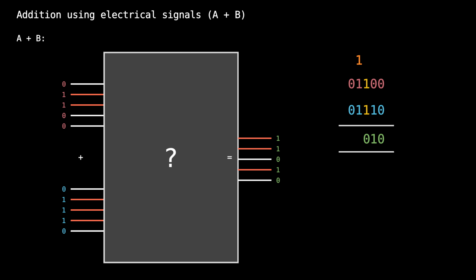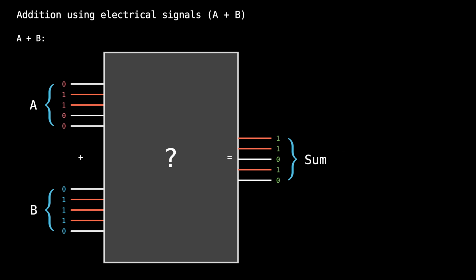Now, for the next bit, we add 1 plus 1 plus 1, which gives us 11 in binary, or 3 in decimal. This means we write down 1 and carry over 1 to the next higher bit. We continue this process for all 5 bits, and we get the final result of 26 in decimal. We call each digit in each of the binary inputs a bit. So the question is, how do we build a circuit that is able to take in two 5-bit binary numbers as input and output the result of their addition as a 5-bit binary number?